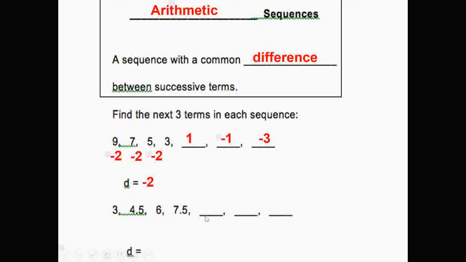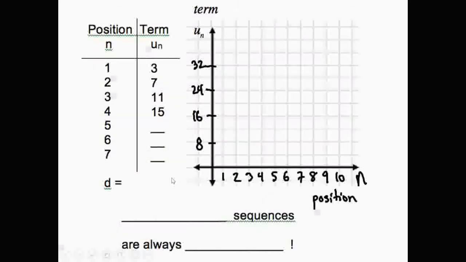How about this one? Do you see the same thing happening? Yes, it is going up by 1.5 every time. Therefore, the next ones are 9, 10.5, and 12. So the common difference here is 1.5, up by 1.5 every time. Both of these are arithmetic sequences.